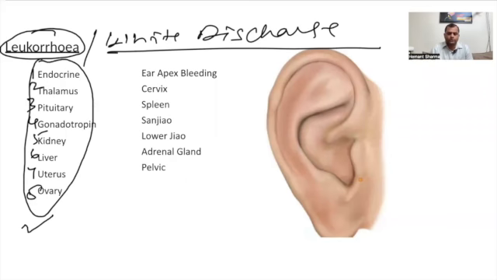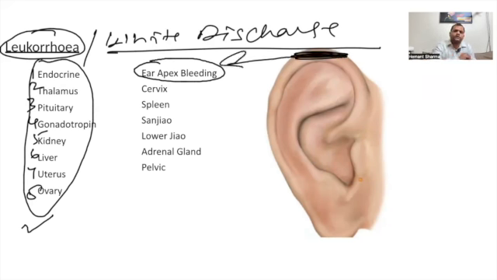So what is the treatment? The first point will be ear apex bleeding. So we want to remove all the infections away. So do the bleeding from the ear apex. Whatever the infection, it will be taken care of.